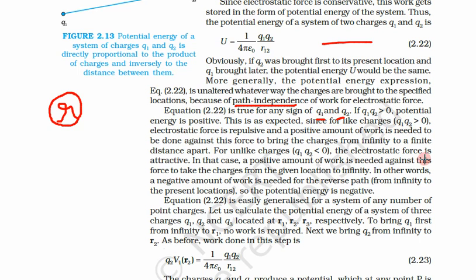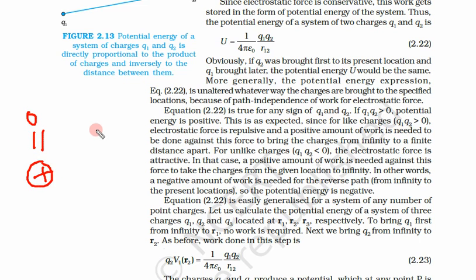Why is it true for any sign of Q1, Q2? Let us say this first charge is positive. For the first charge the work done is definitely 0. If we bring a second charge, let us say that one is positive, then we have to do some work. That means work is positive, potential energy must be positive. See here, Q1 is positive, Q2 is positive, hence this potential energy is positive.